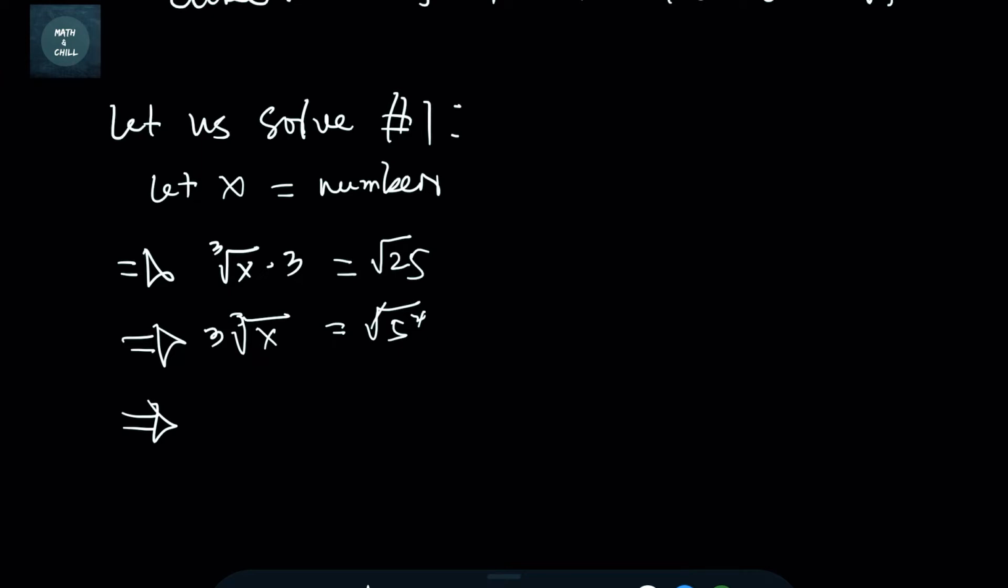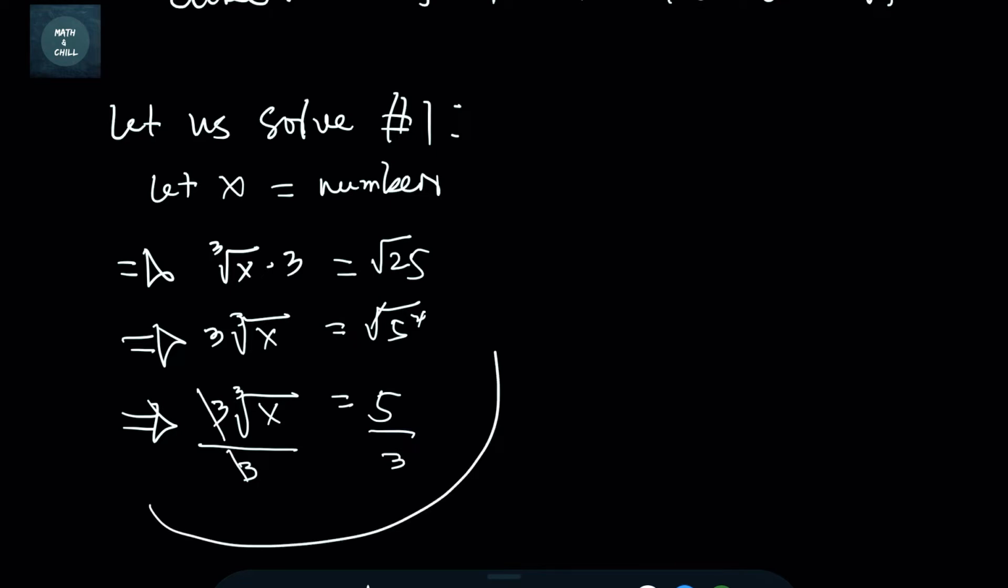To get the value of x, we need to remove the 3 here. So what we have is 3 times the cube root of x is equal to 5. We divide both sides by 3 to remove the 3. Therefore, the cube root of x is equal to 5 over 3.